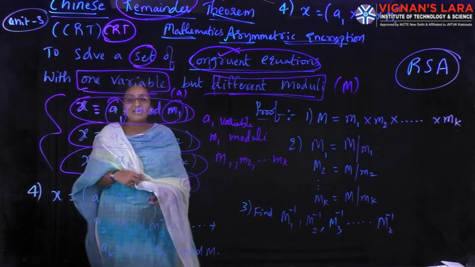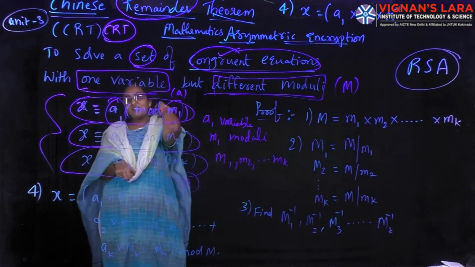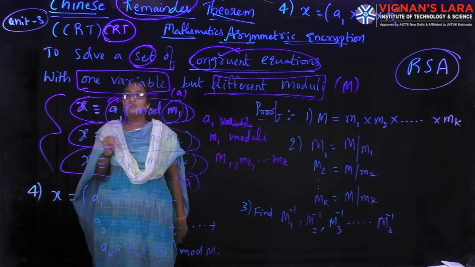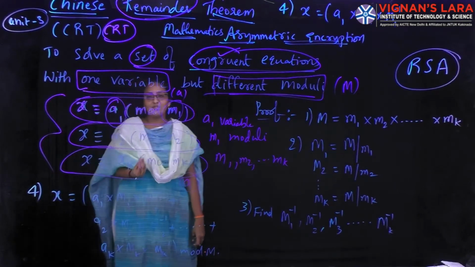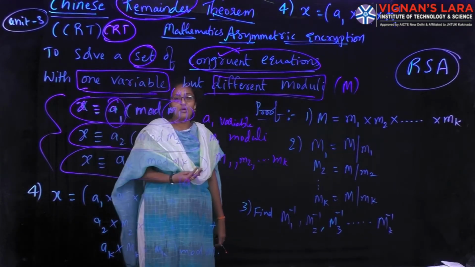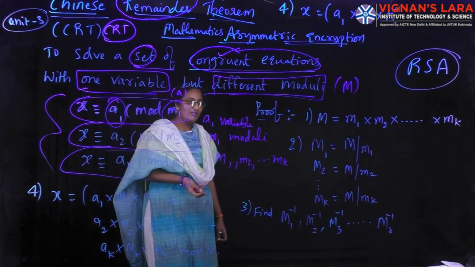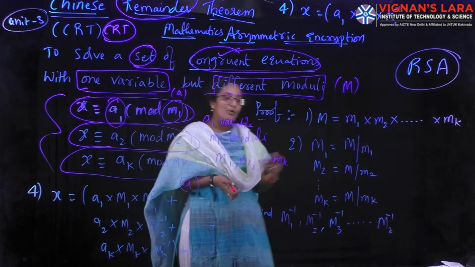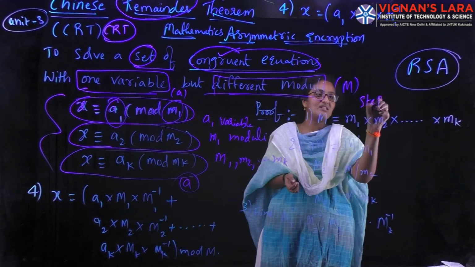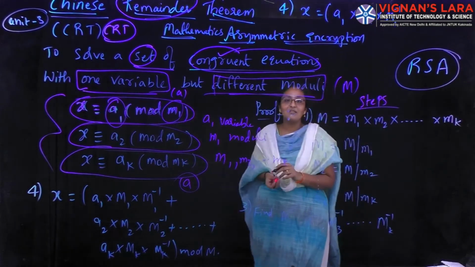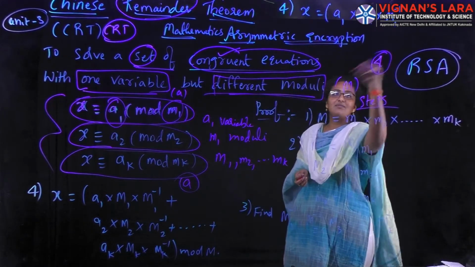So this is the statement of the Chinese remainder theorem. What is the statement? To solve a set of congruent equations with one variable and different moduli, we are using the Chinese remainder theorem. So what is the proof? The proof will always be in the form of steps. How many steps do we have in this algorithm? Four different steps.